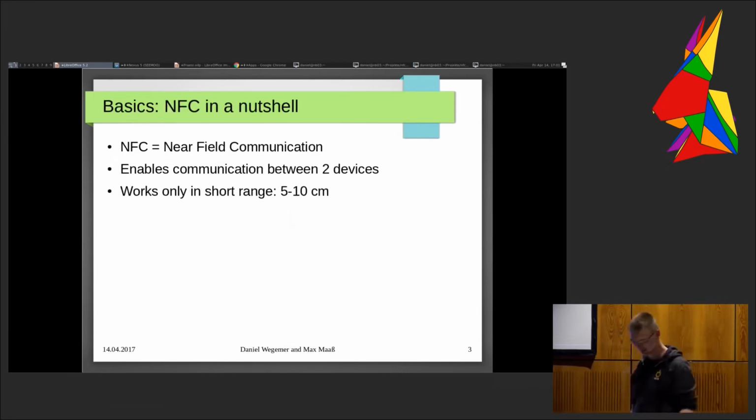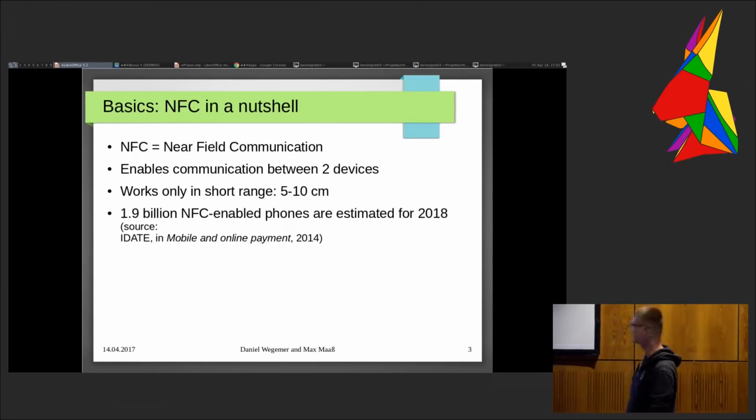So NFC in a nutshell. NFC stands for Near Field Communication, and it basically enables communication between two devices. So it's not like Wi-Fi or something where multiple clients can connect to one access point. No, it's basically just peer-to-peer. And it should only work in a range between 5 and 10 centimeters. One more point: folks say that we got nearly 2 billion devices which are NFC enabled in the year 2018. So this is pretty cool stuff if we want to mess with NFC.